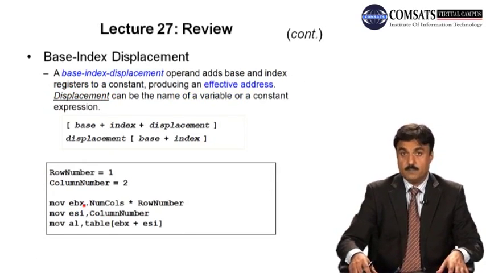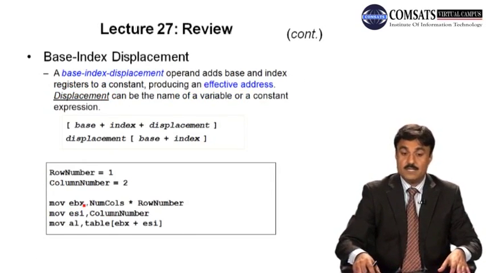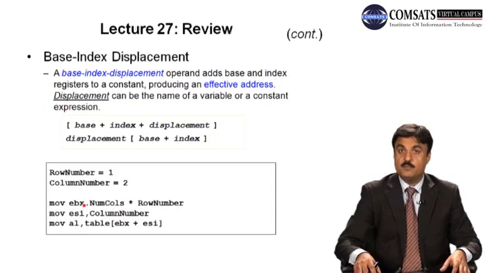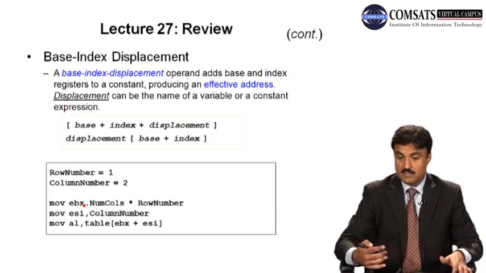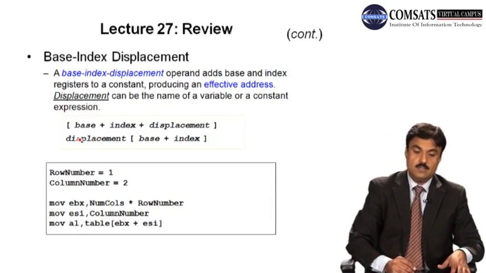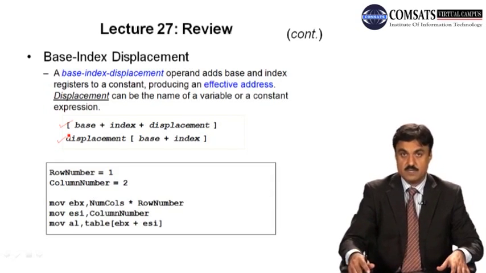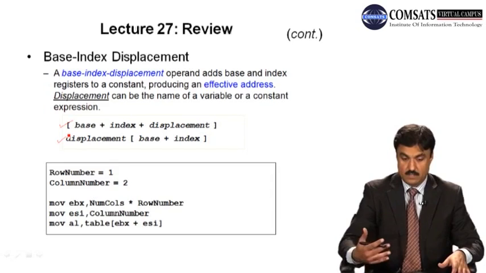Then the second method is called base, index plus displacement. These three operands, the base, index and displacement, add the base and index registers to a constant, and they produce the effective address. This displacement can be the name of a variable, a constant, an expression, and so on. The syntax for this method is given here.